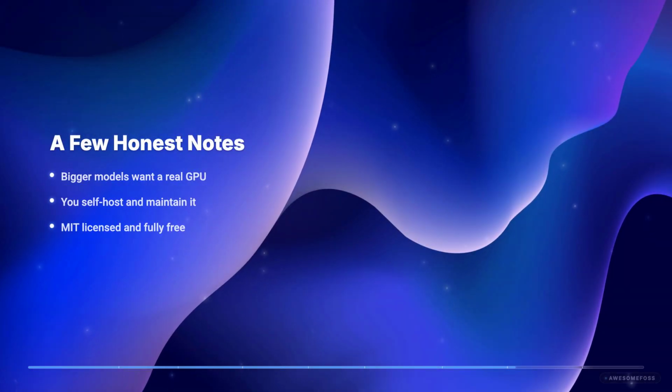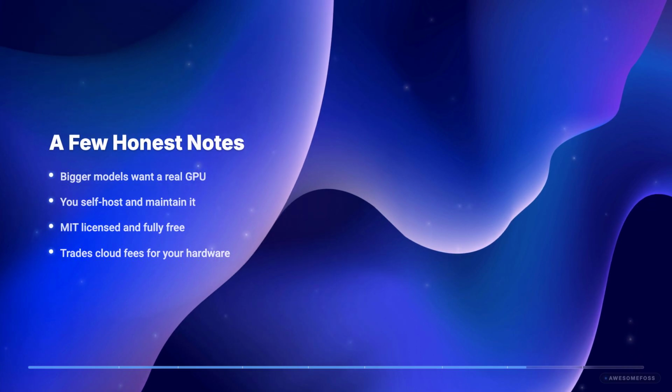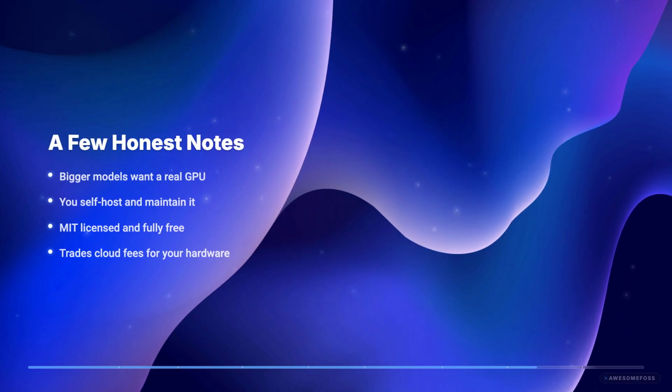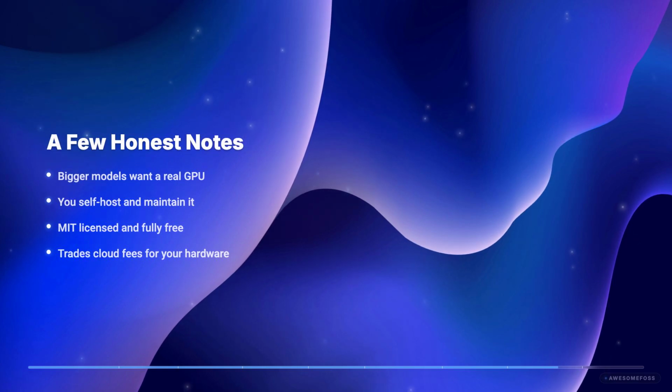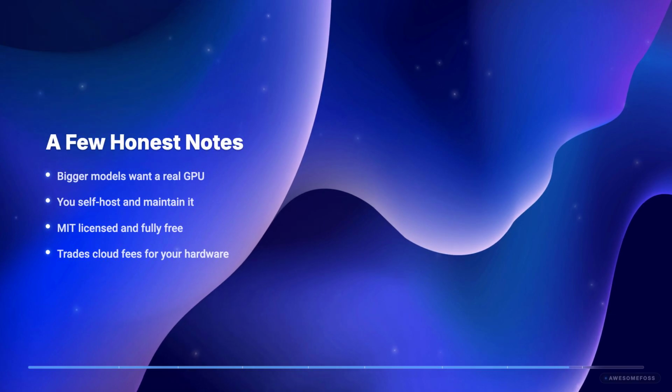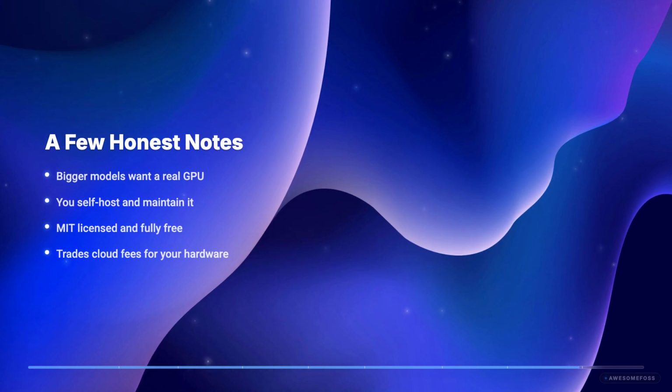A few honest notes before you jump in. First, LocalAI is only as good as your hardware. It runs on a plain CPU, but for fast, capable agents, you'll really want a decent GPU and enough memory for larger models. Second, this is self-hosted infrastructure, so you are the one setting it up and keeping it running, not a support team. And third, while the software is free under the MIT license, you're trading a cloud bill for your own electricity and hardware. For privacy and control, most people find that a very fair trade.